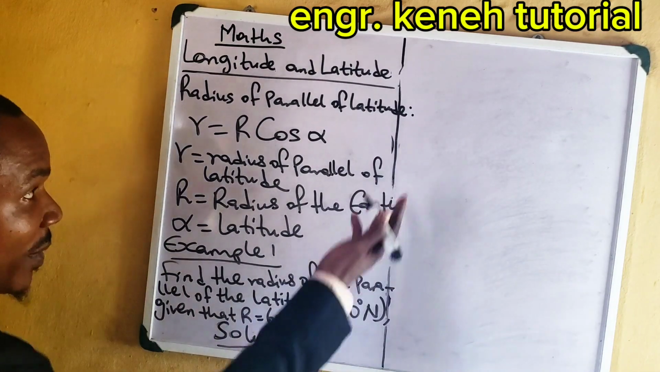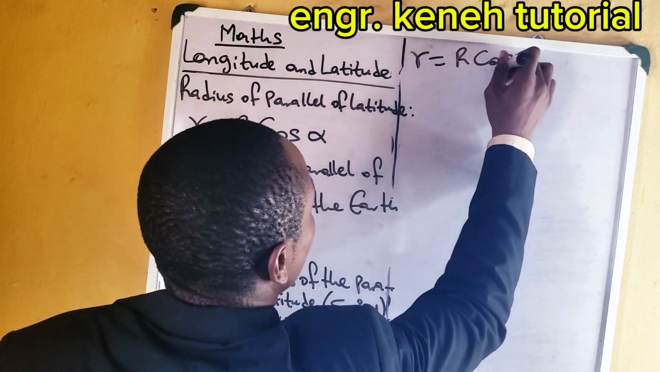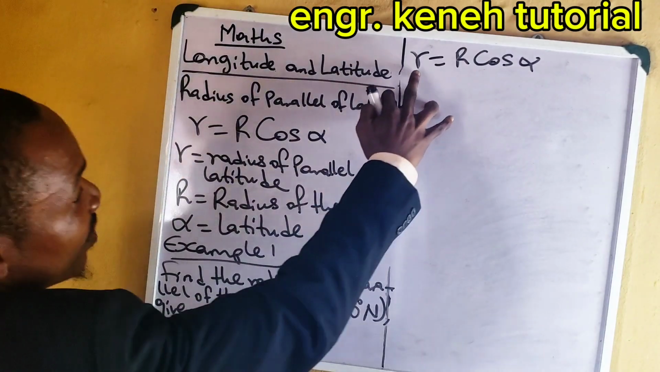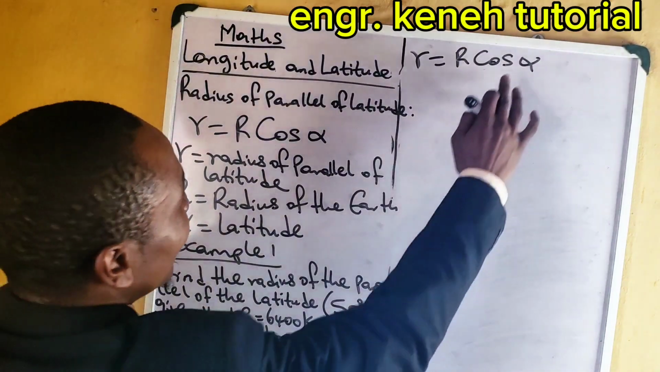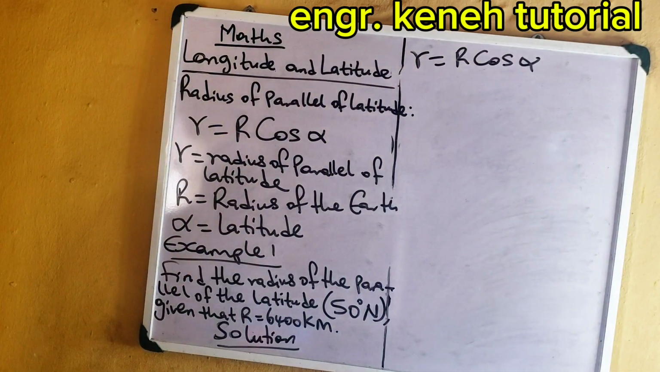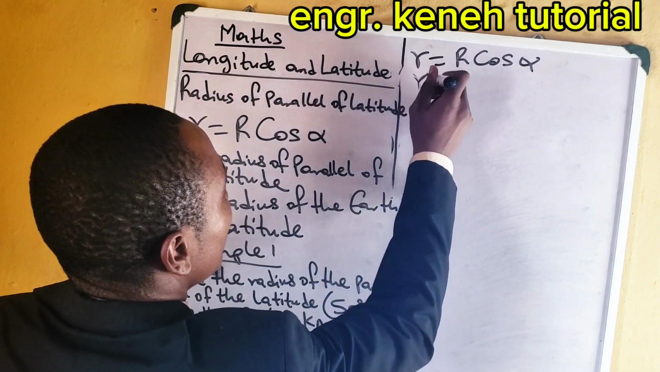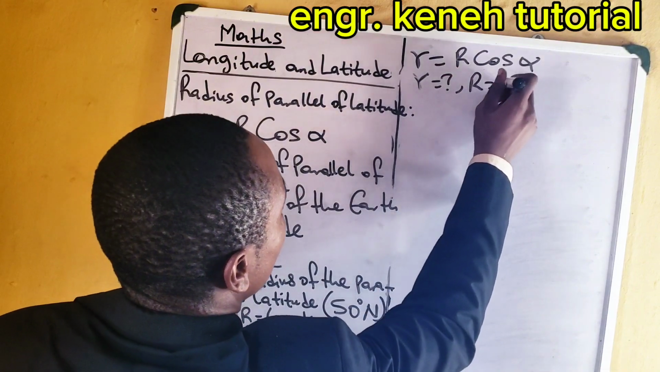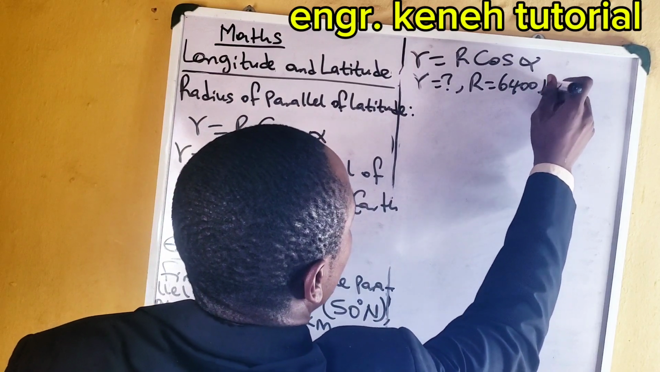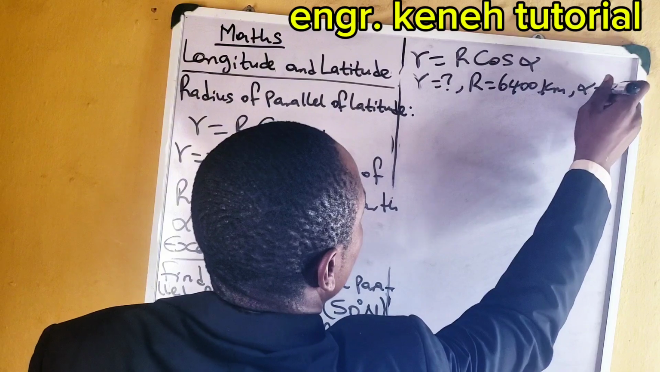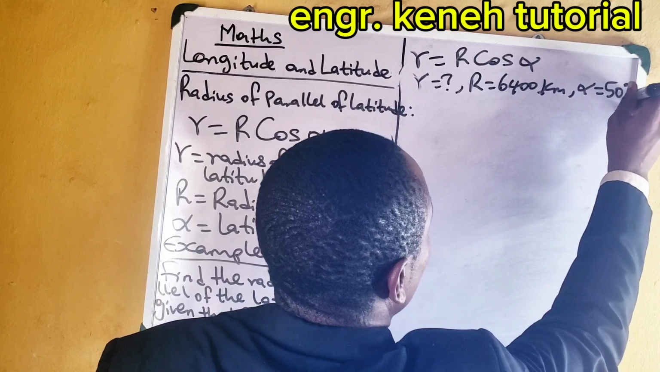I don't have much space here, let me continue over here. I told you earlier that this radius can be calculated using this formula. The capital letter R is the radius of the earth, and alpha is the latitude itself. Here, small letter r is the unknown. We know R is 6,400, and the latitude they gave us is 50 degrees north.